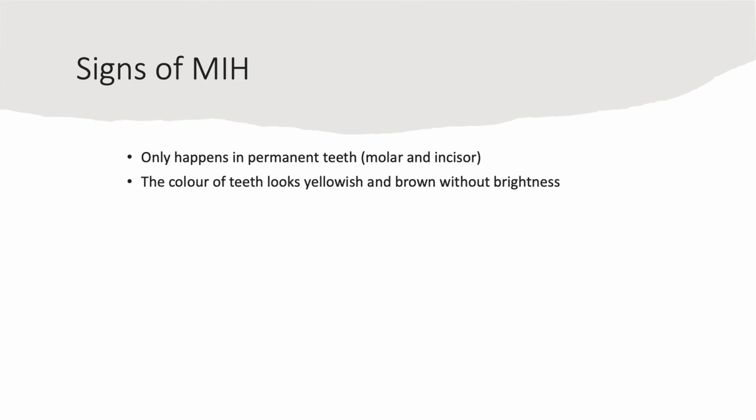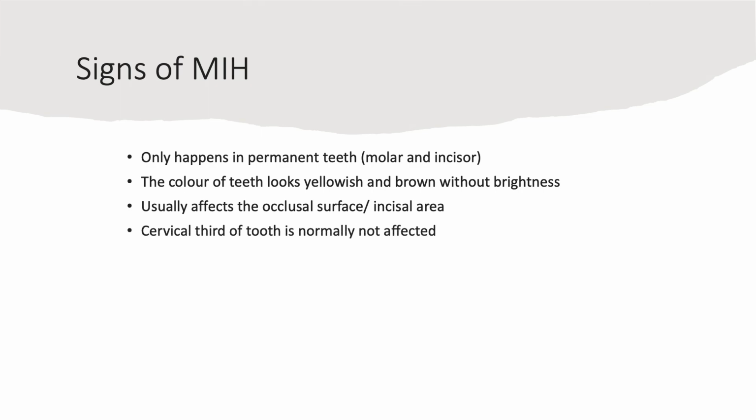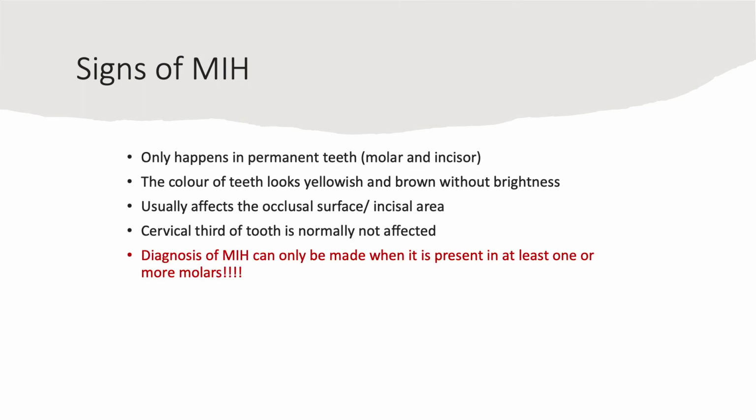Let's take a look at the signs of MIH. First, it only happens in permanent teeth, molars and incisors. Second, the color of the teeth looks yellowish and brown without the brightness. Third, it usually affects the occlusal surface and incisor area. Fourth, cervical thirds normally are not affected. Fifth, diagnosis of MIH should be present in at least one or more molars.